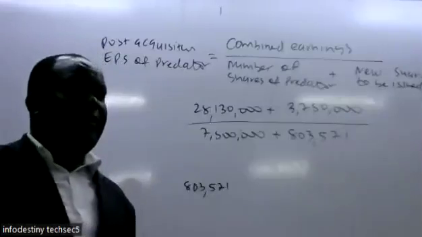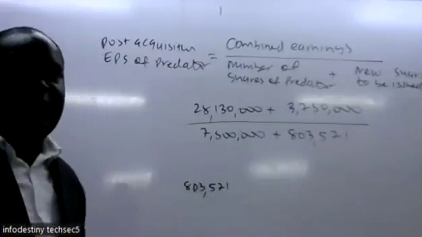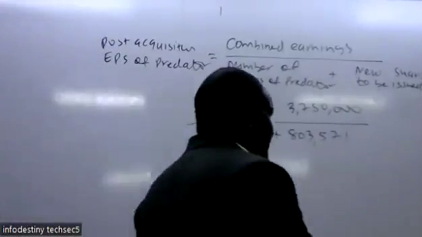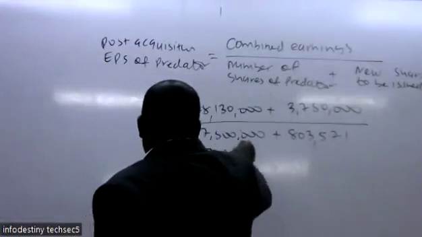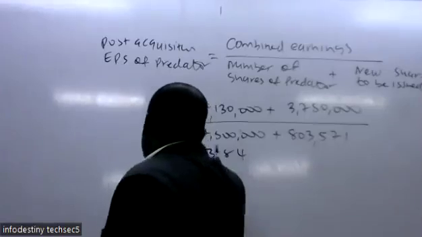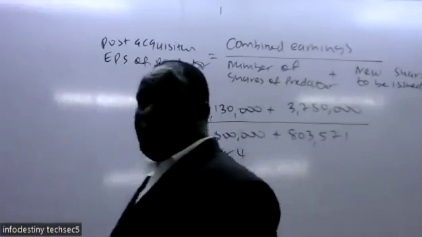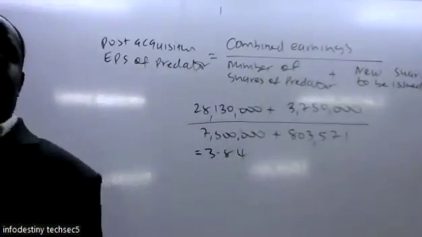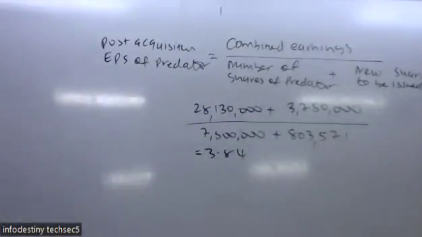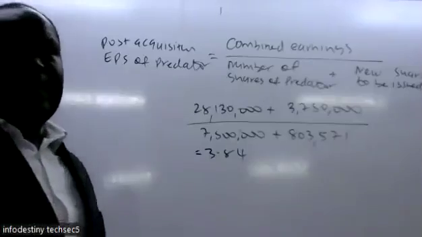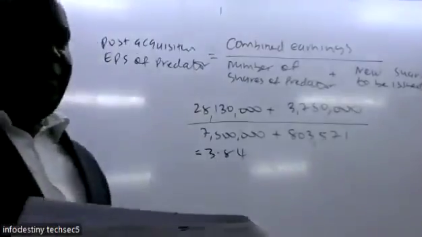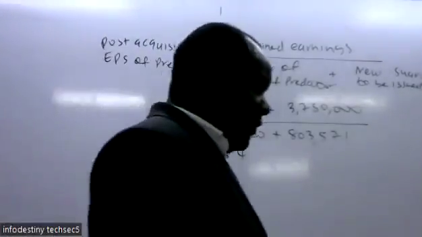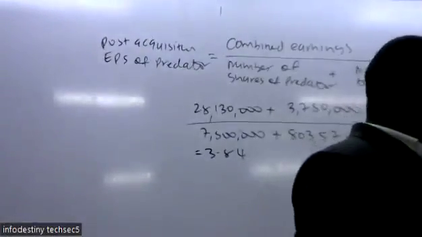So it should be giving us which part? 3.84. Yes, we get 3.84. So that should be our Roman letter 2. After that, we got the Roman letter 3. Are we getting 3.84? Yes. So let us now go to the Roman letter 3.